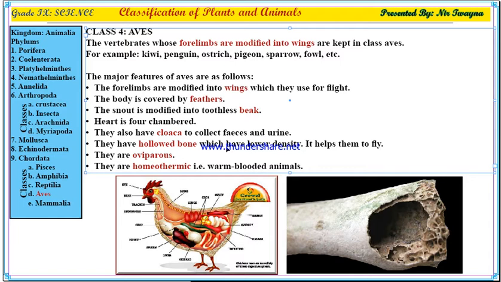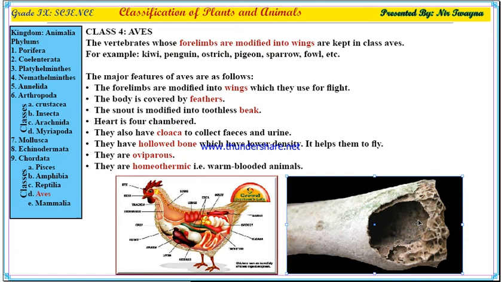Next one, they have hollowed bones, which have lower density. Look at the bone here. It has lots of air pockets. Yes, our bone is dense, solid, but the bones of birds are not solid. There are a lot of air pockets, okay. Because of that, their bones are weak and extremely light also, and that helps them to fly.